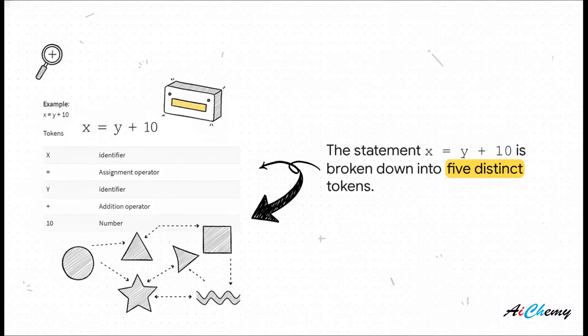Here's a perfect, really simple example. The statement x equals y plus 10 gets scanned and turned into a stream of 5 separate tokens. You've got an identifier for x, an assignment operator for the equal sign, another identifier for y, an addition operator, and finally the number 10. What was once just a flat string of text is now a structured sequence.